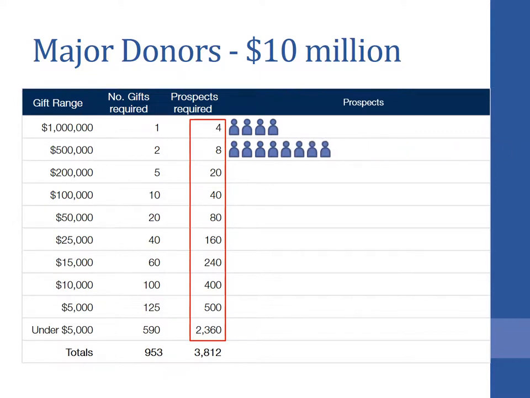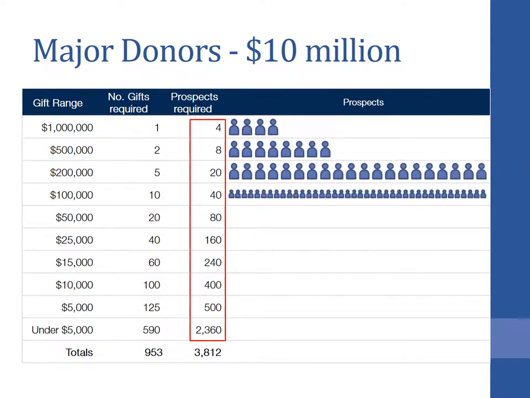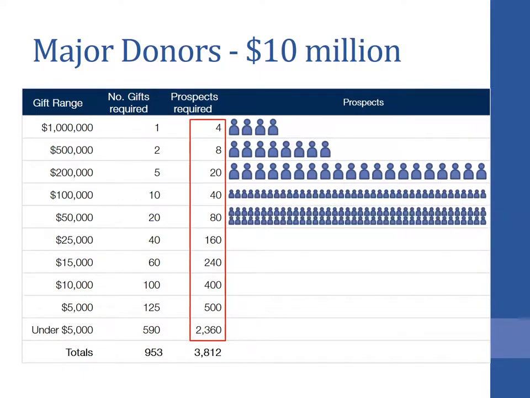Similarly, if you go to the next row, which is $500,000 gifts, a $10 million campaign will require two $500,000 gifts, and that means you'll need 8 qualified prospects capable of a $500,000 gift in order to net the 2 that you'll need, and so on down the chart. The point here is that you will need several qualified prospects at each gift level to reach your campaign goal. And a key question for you to consider as you look at this chart is, can you put a real name with each of these silhouette symbols on the chart?